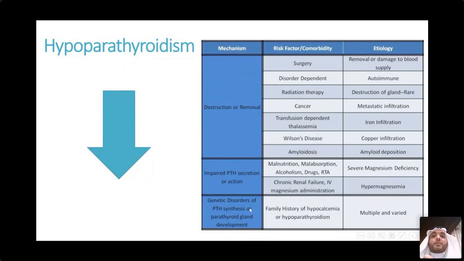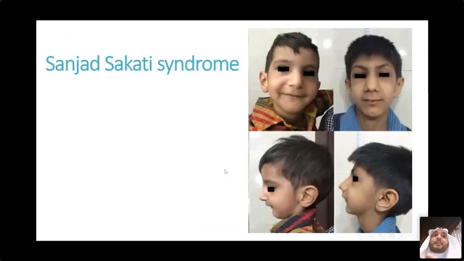Usually, it can be isolated or can be syndromic. In the syndromic form, we have a very common disease, DiGeorge syndrome. Another common syndrome we have here in the Middle East is Sanjad-Sakati syndrome, or in some references it is called Middle East syndrome.